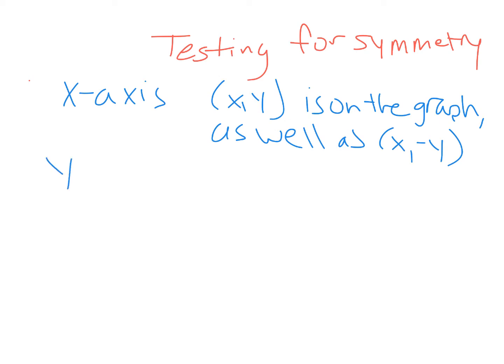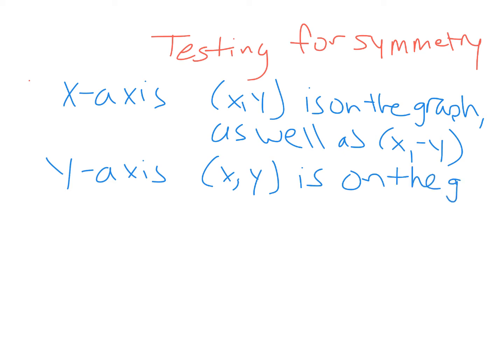For the y-axis, x comma y is on the graph as well as negative x comma y.